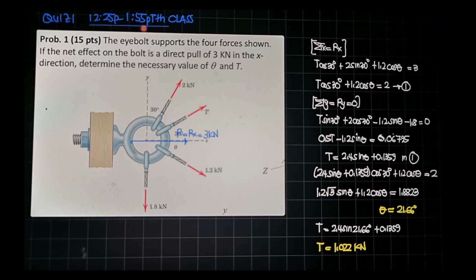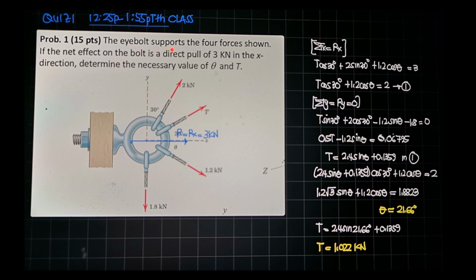Here is the solution to quiz 1 in my fourth class in statics, 1225 to 155 TTH plus. So here is the first problem.